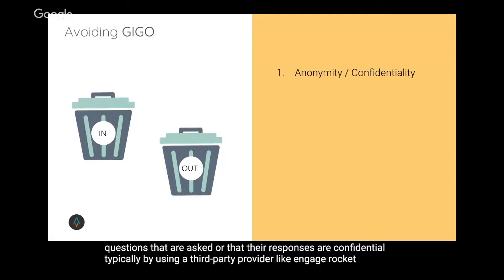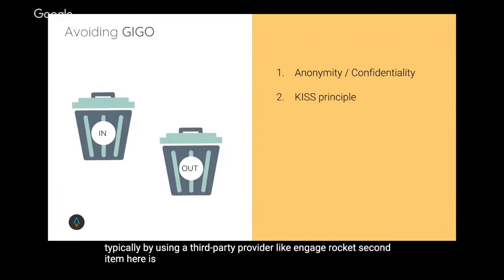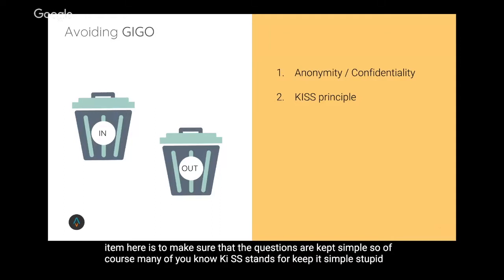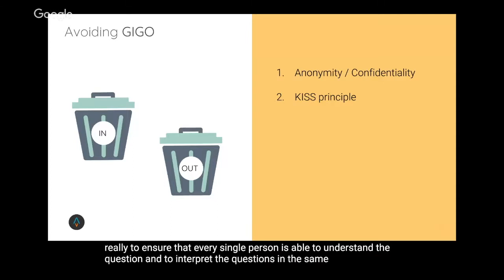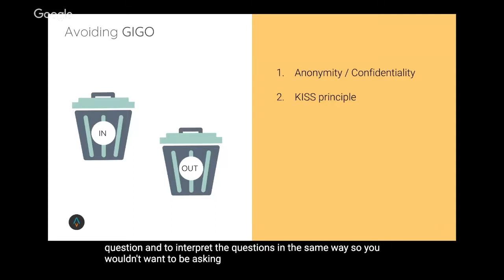Second item here is to make sure that the questions are kept simple. So, of course, many of you know KISS stands for Keep It Simple, Stupid. It's really to ensure that every single person is able to understand the question and to interpret the questions in the same way. So you wouldn't want to be asking overly complex questions that are open to multiple different types of interpretations across the organization.